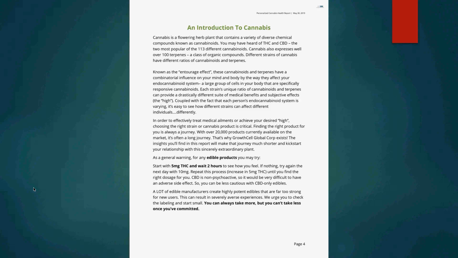An introduction to cannabis lets them know what's going on. And get this, in this introduction, they got some warnings up here. They even give dosage recommendations.